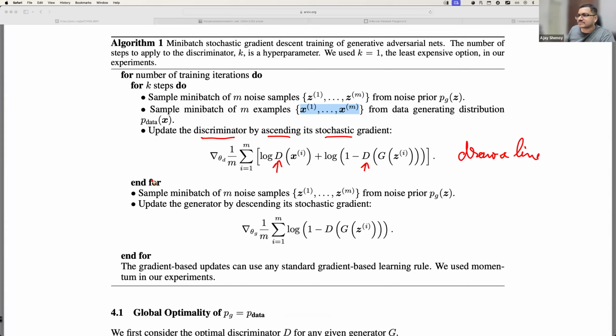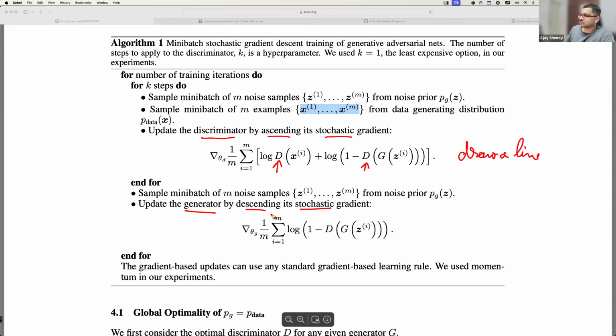Then, yeah, do this and then come back here. Now, sample n noises and update the generator by descending its stochastic gradient. So now it's the D loss function. The other part of it is not needed because that was purely on G. Okay. So notice the loss function here.